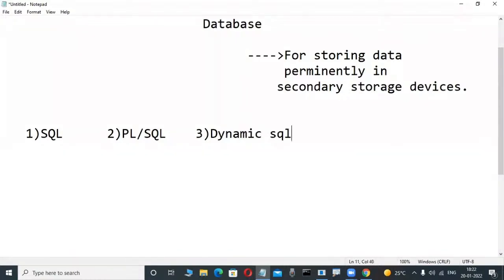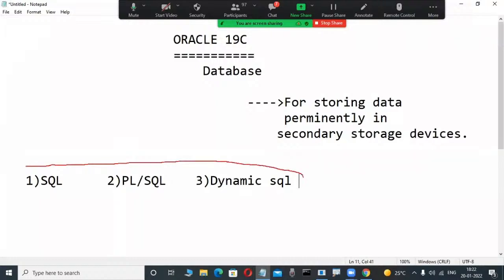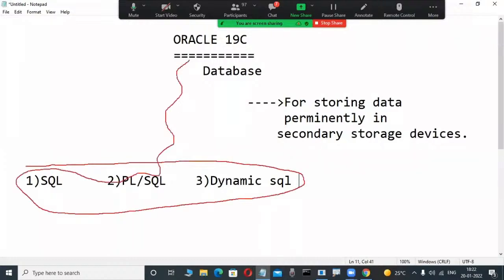Dynamic SQL is a small one only, because in PLSQL we have good knowledge, and there is a little bit of extension. Dynamic SQL language. These three languages, you have an idea. And now, through these three languages, we are operating what? This software only, Oracle software.